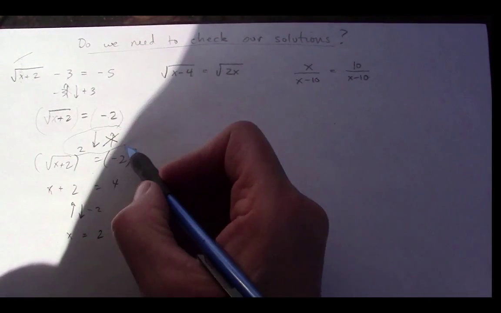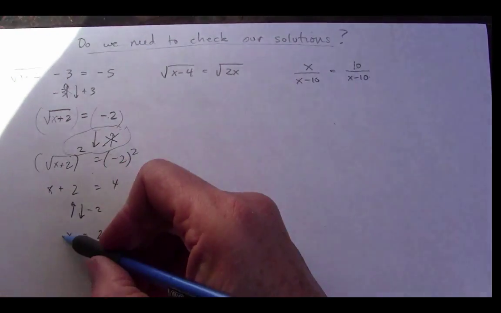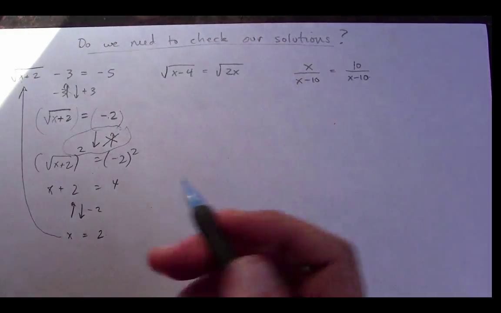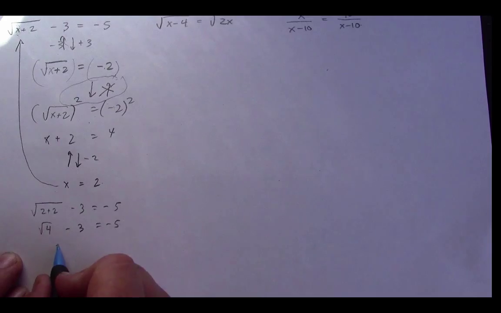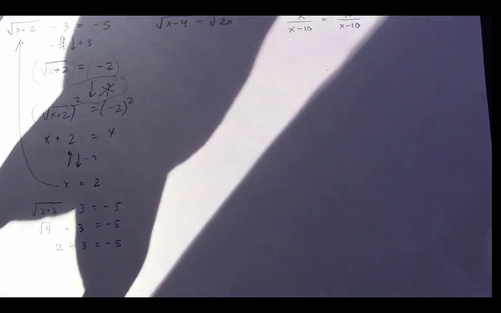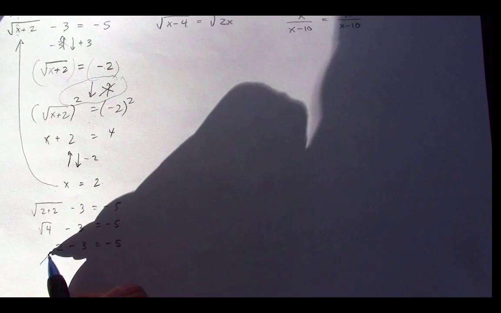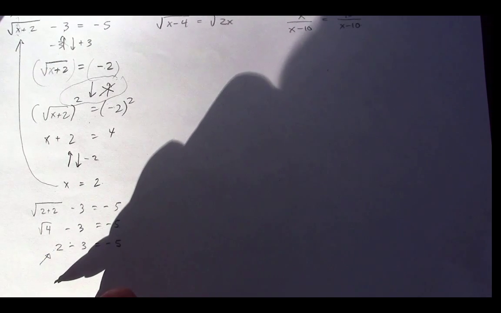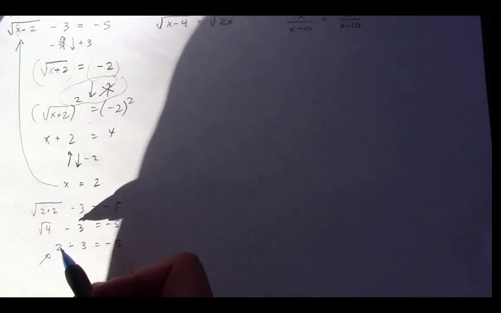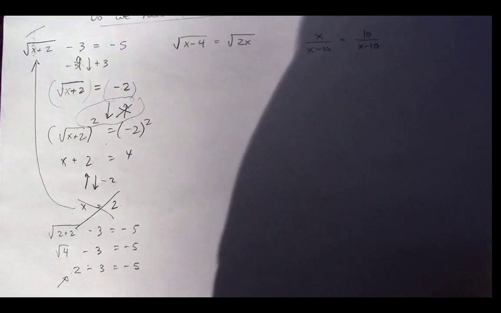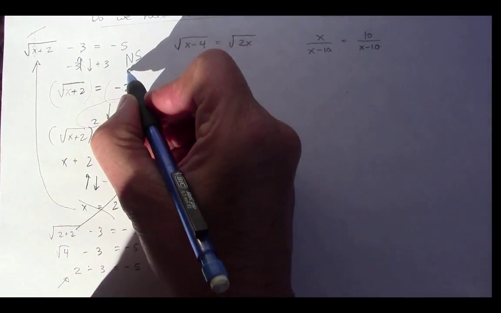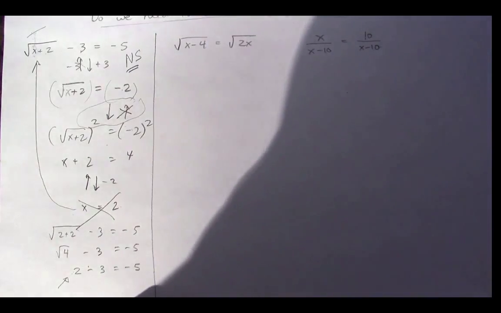Okay, so that is one possibility. However, because of this stage where I squared both sides of the equation, I have to go back and make sure this works prior to squaring. When I do that, I get the square root of 2 plus 2 minus 3 is equal to minus 5. The square root of 4 minus 3 is equal to minus 5, which means 2 minus 3 equals minus 5. And that is clearly not true, and you can see that the problem is the sign on the thing that we squared. If that were a minus, this would work, but it does not. So this equation has no solution.